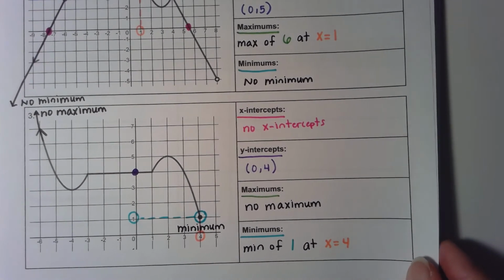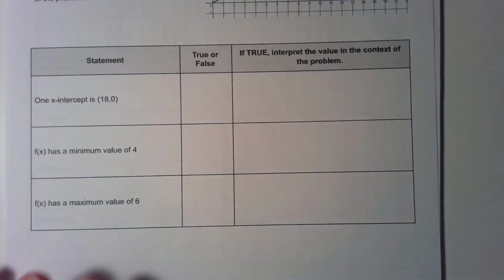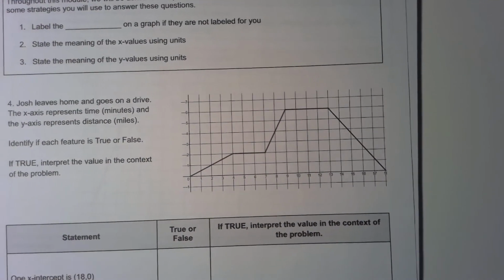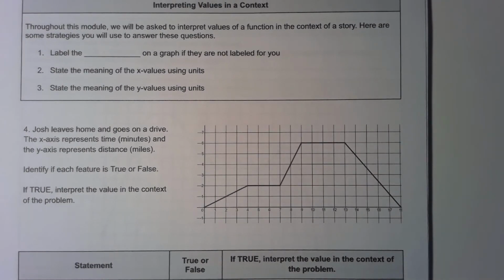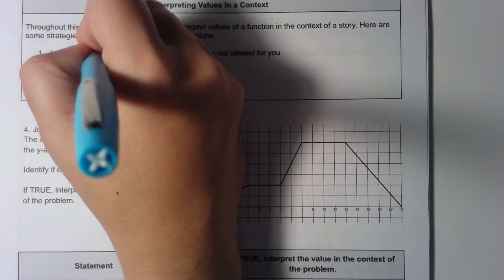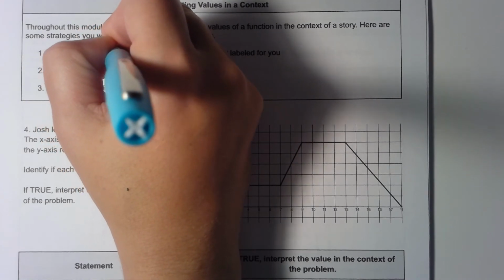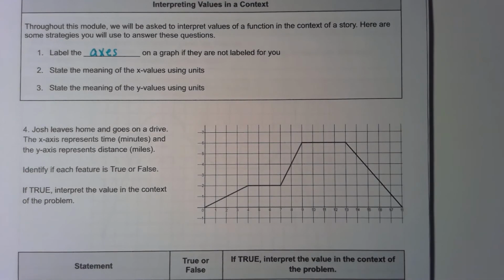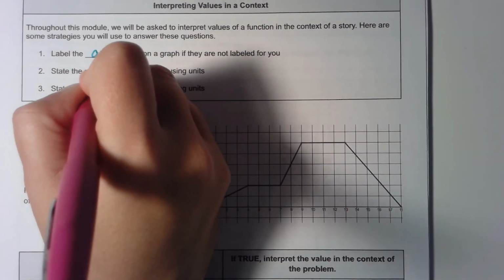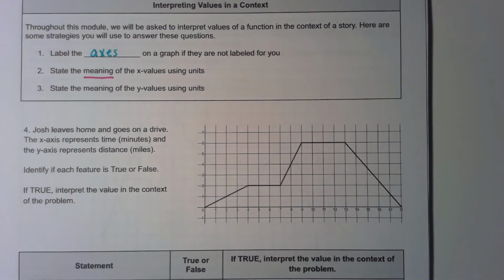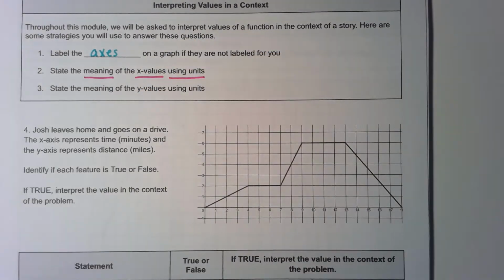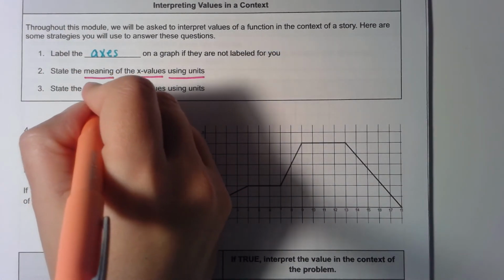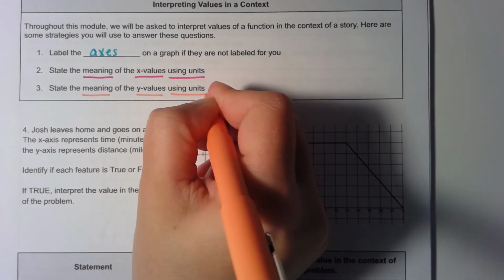All right, now, just like in our other videos, the last thing we're going to follow up with here is interpreting the meaning in the context of the problem. So again, the guidelines I would suggest that you follow are that you label the axes if they're not already labeled for you, and then make sure that you state the meaning of the x values using units, is it a distance, is it a time, or whatever, and make sure that you state the meaning of the y values using units.